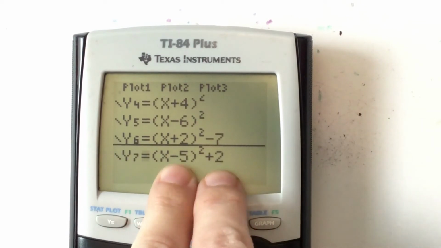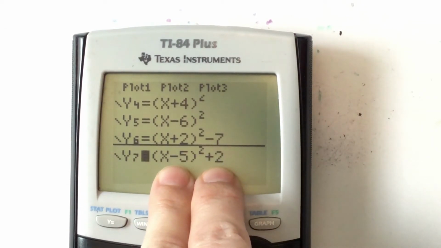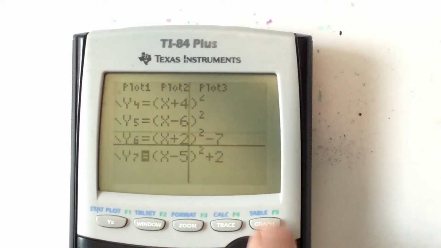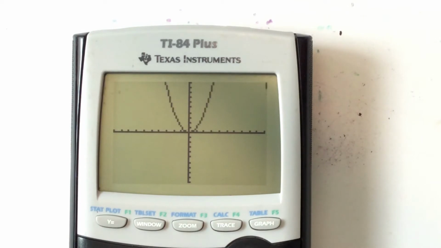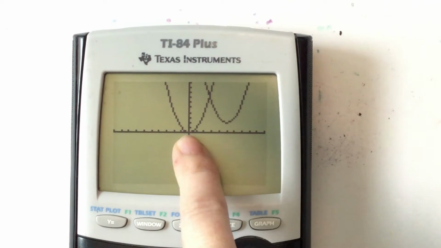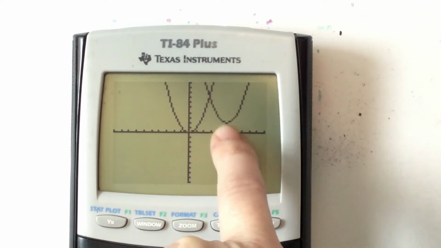So what do you think this one's going to make it do? Right 5, up 2. Well, let's see. Here's your parent. And the vertex went to the right 5 and up 2.